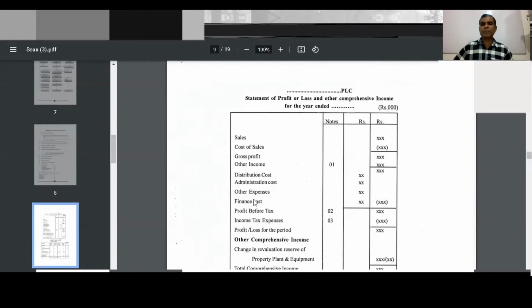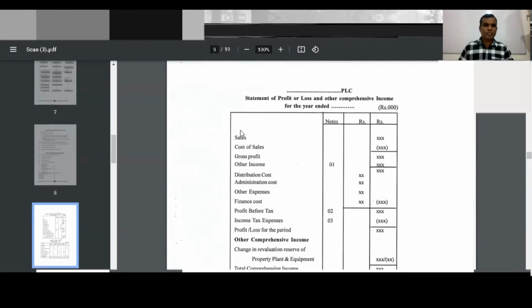Now this is the accepted format of an incorporated company, that is the comprehensive income statement based on LKAS 1. LKAS 1 means Lanka Accounting Standard number 1. Keep in mind that based on LKAS 1, this is the given format. In the examination, when you prepare the income statement, definitely you have to follow this format. If you violate this format, your marks will be deducted in the examination.